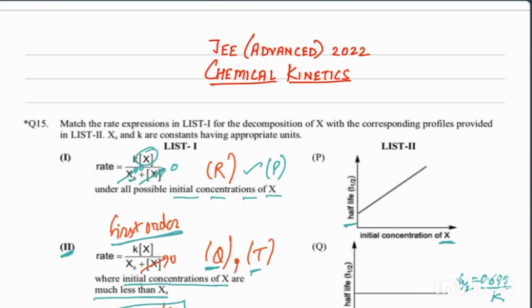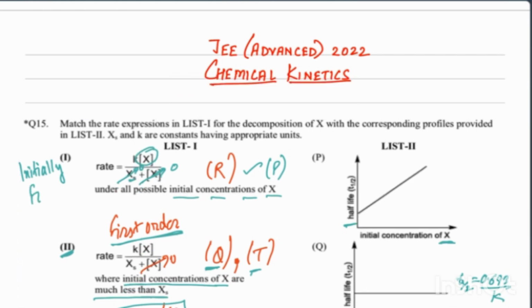And at the time when the reaction is about to complete, x is very high as compared to xs, that's why xs is neglected. So at different times we will see that the rate of the reaction will behave at a different order. If you see here, at the initial time, initially the reaction will behave as first order.